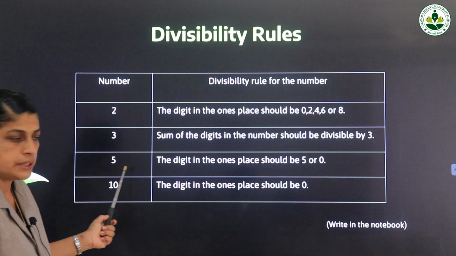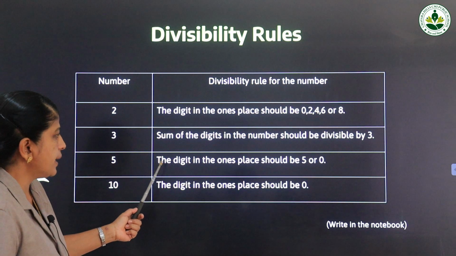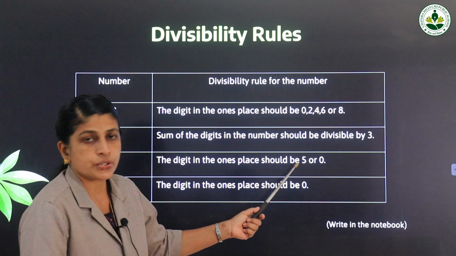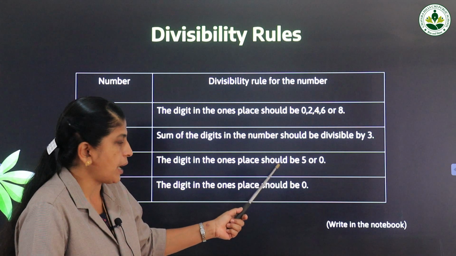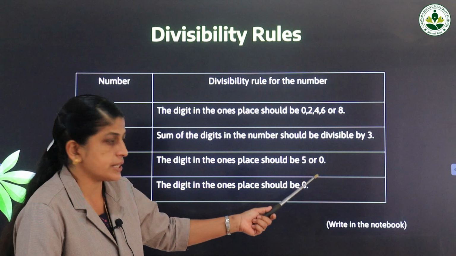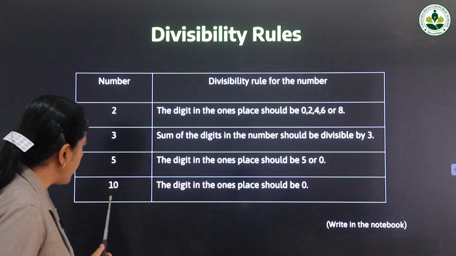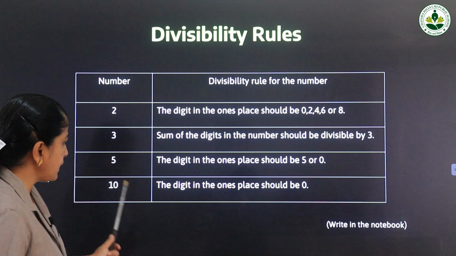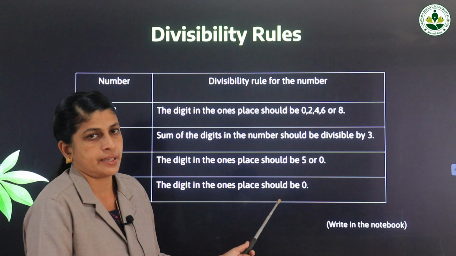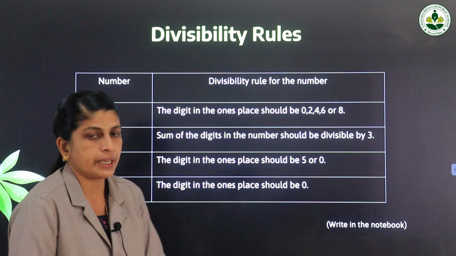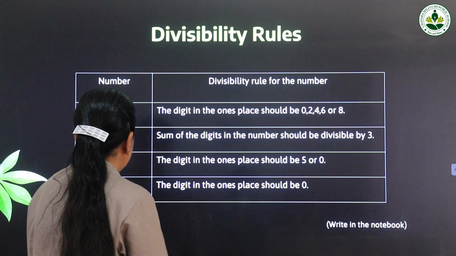The divisibility rule of 5 is that the digit in the ones place should be 5 or 0. Therefore, if a number ends with either 5 or 0, then that number is divisible by 5. The next one is the divisibility rule for the number 10. If the digit in the ones place is 0, then that number will be divisible by 10. We can do some questions and examples. The first divisibility rule is the divisibility rule for the number 2.